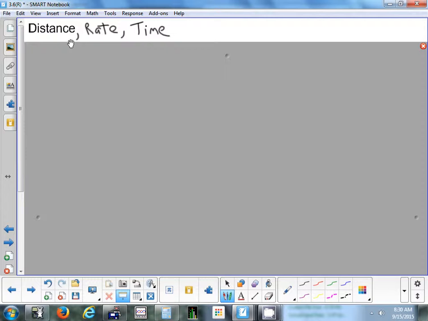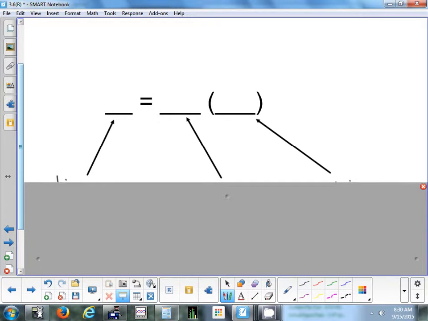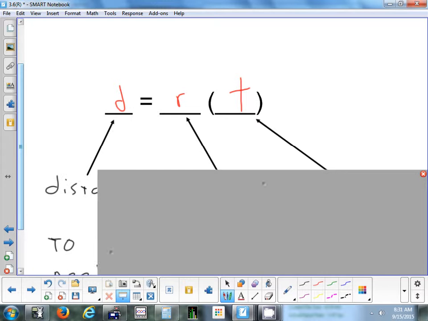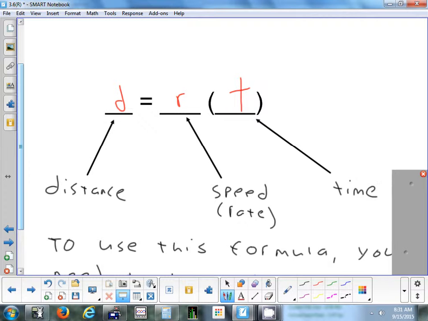All right, so we get distance, rate, time. Same kind of setup as what we did for the last one. We got some arrows pointing to some blank spaces. Obviously, we're going to fill those in with letters. So you got something that kind of looks like this. First thing we're going to put is D equals RT. What do you think the D stands for? Right, D is distance. R is what? Rate, or speed. And then T is obviously what, guys? Time. So distance, rate, time.